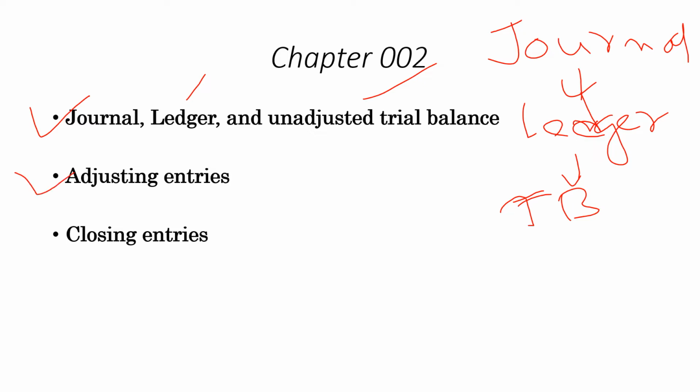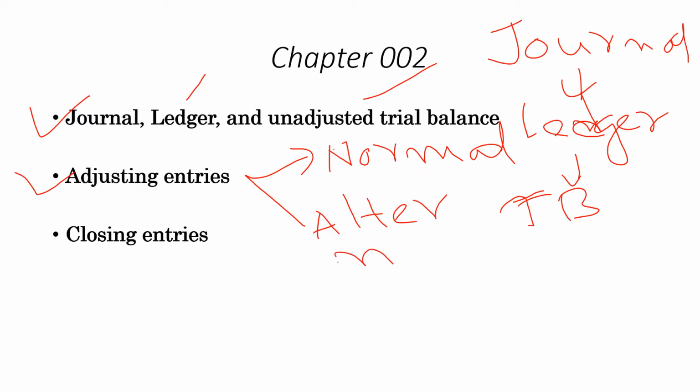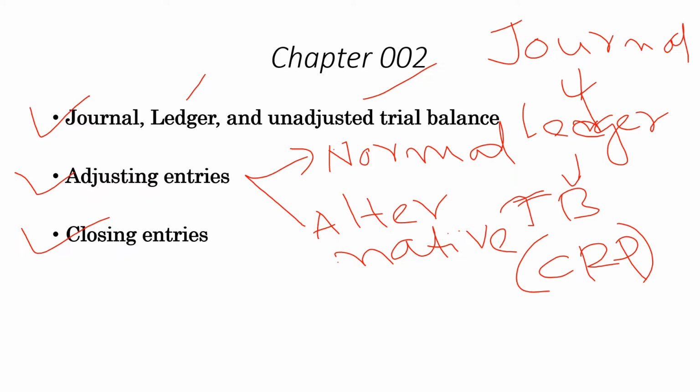And then we will be asking for preparing the adjusting entries. And in this case, you know that we have practiced in the class two types of adjusting entries. Number one is the normal one, and the second one is the alternative method. So be careful about the alternative method. The one that is in our CRP, you can also find the same type of examples in CRP. And finally, you will be tested on closing entries.